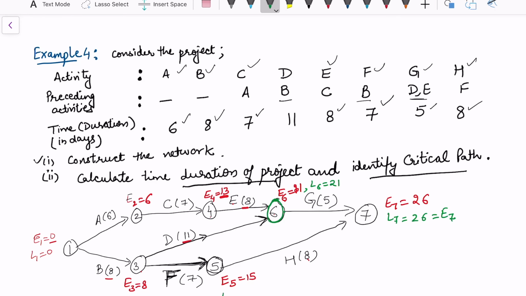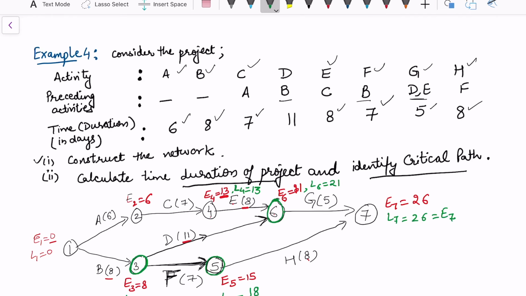To calculate latest of the 5th node, I'll assume that my project is completed on the 5th day. That means nothing has started from this node. So just deleting H means I'm going to subtract 26 minus 8. If I subtract 26 minus 8, I'm left here with 18. Then come back to the next nodes. Suppose now I'm coming to node 4. To calculate L4, I'm calculating 21 minus 8. So this becomes 13.